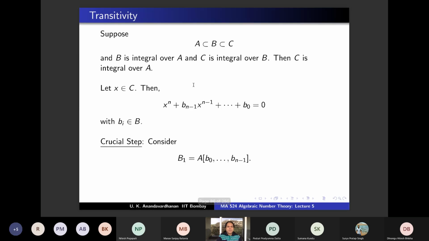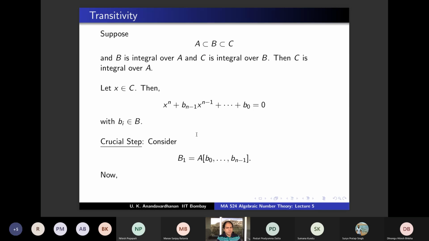I'm going to form this ring B1. So B1 is the ring formed by A adjoining the coefficients of the monic polynomial satisfied by x, b0, etc., b_{n-1}. So you start with an arbitrary element x, and you have fixed that x. x satisfies a certain polynomial. Look at the coefficients of that polynomial, adjoin them to A and form that ring. Call that B1.